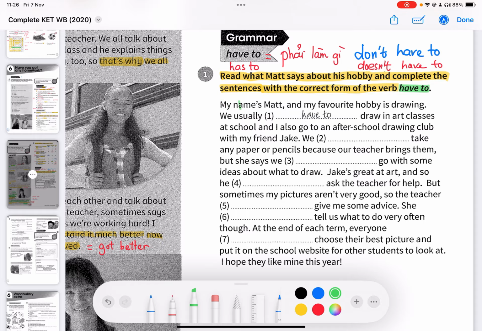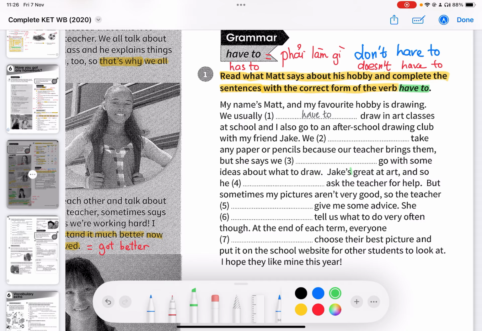My friend's Matt. My name's Matt, and my favorite hobby is drawing. We usually have to draw in art classes at school, and I also have to go to an after-school drawing club with my friend Jake. We take any paper or pencils because our teacher brings them. But she says we go with some ideas about what to draw.